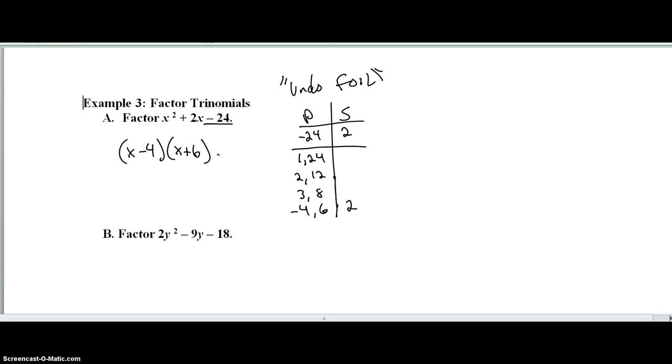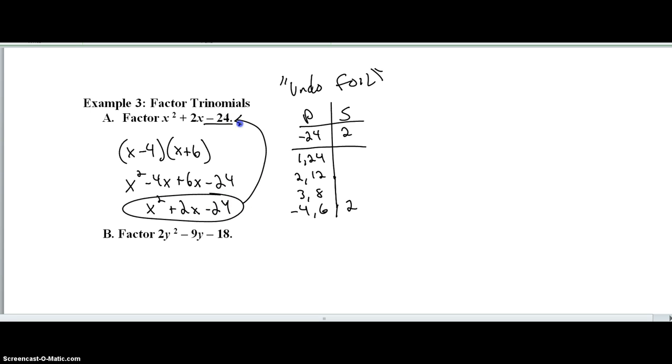Now, the way we can check to see if this is correct is we just multiply it out. We do x squared minus 4x plus 6x minus 24, and then 6 minus 4 gives positive 2x minus 24. So, hey, look, this is exactly what we started with, so we didn't change anything, and that's going to be our final answer. I'm just multiplying it out to test and see if it was correct.